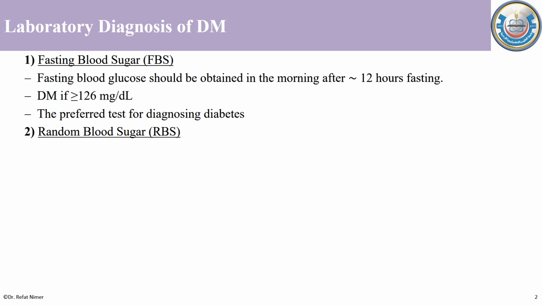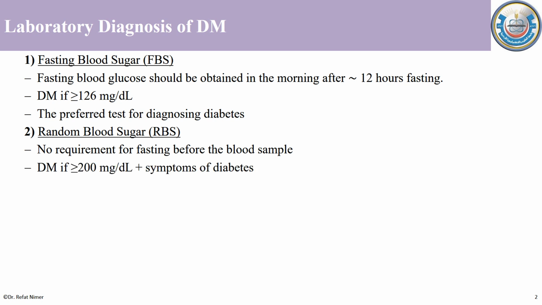The second one, random blood sugar. From the name random, there is no requirement for fasting before the blood sample. And the patient has diabetes mellitus if the result is more than or equal to 200 milligram per deciliter with symptoms of diabetes. So in this case, this result is considered a confirmatory result that the patient has diabetes mellitus.